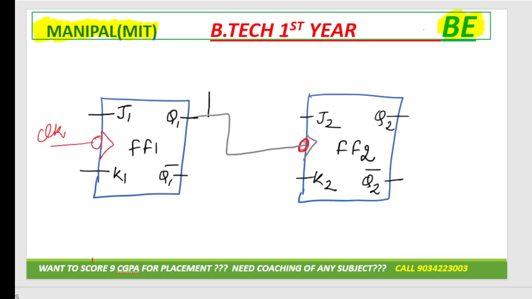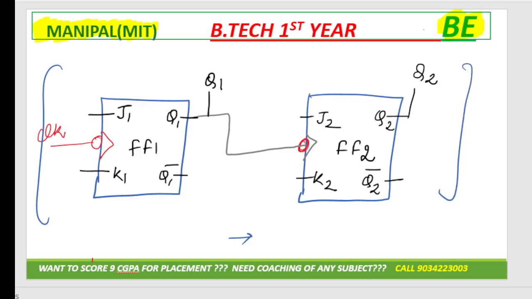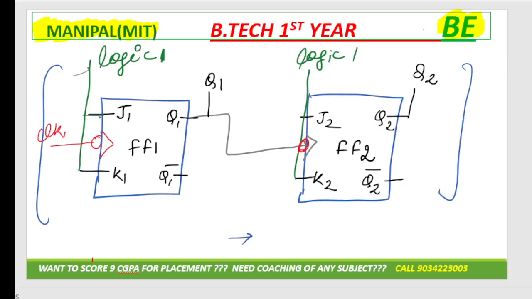Now see, this is Q1, so output would be Q1. This is Q2, so output would be Q2. Clear? So this is basically the block diagram of the given question. Draw this one also. J1 K1 is connected with the logic 1, and J2 K2 is also connected with the logic 1. Okay.